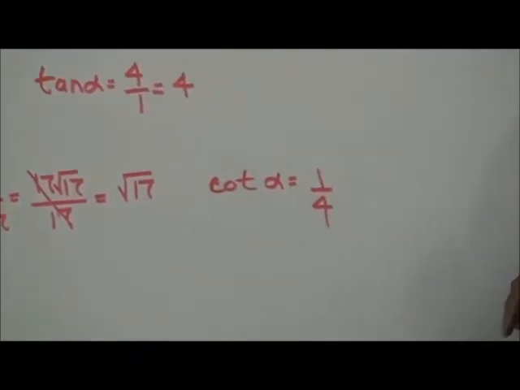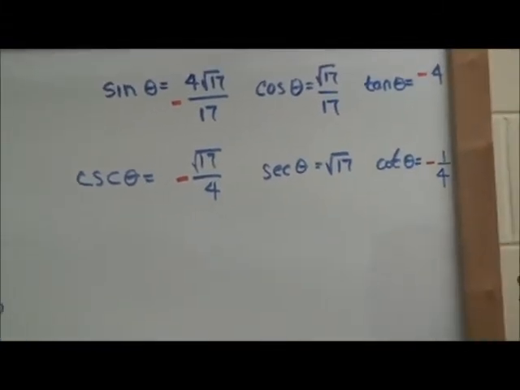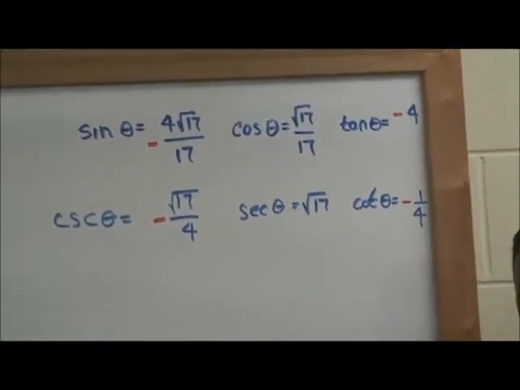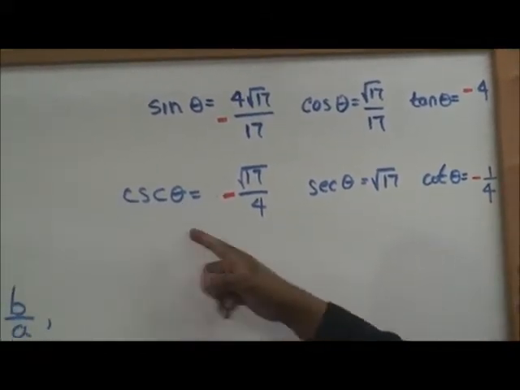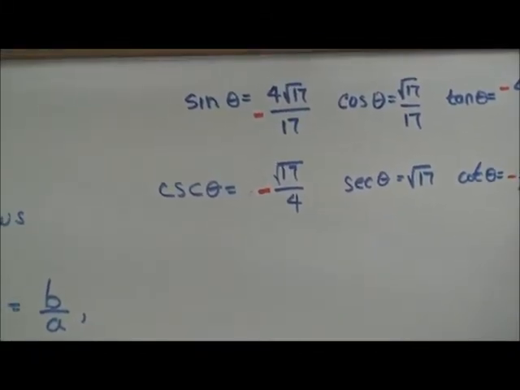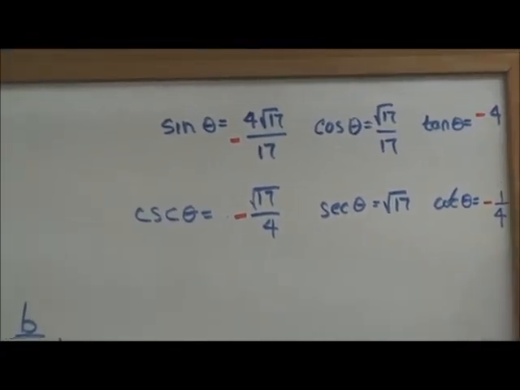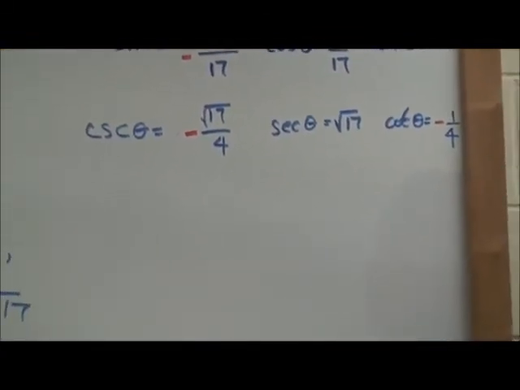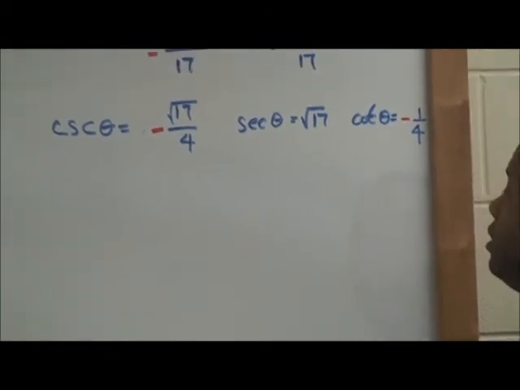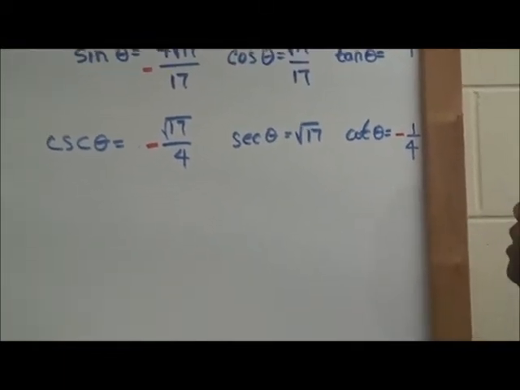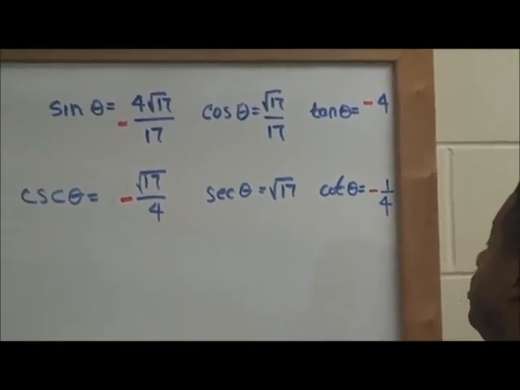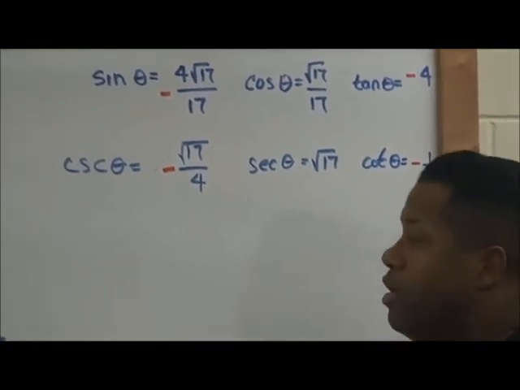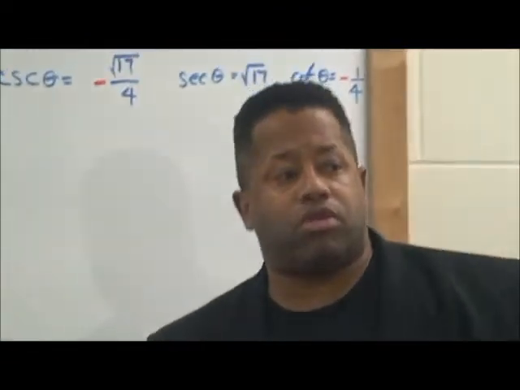And of course, we go to cosine, as we mentioned, that will be positive, square root of 17 over 17. And then you have tan theta, which is equal to negative 4. We have cosecant theta, which is equal to negative square root of 17 over 4. And then we have secant theta, which is positive, equal to square root of 17, and also cotangent theta, which is negative 1/4.